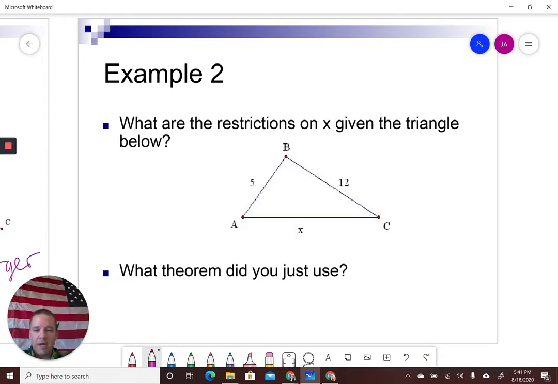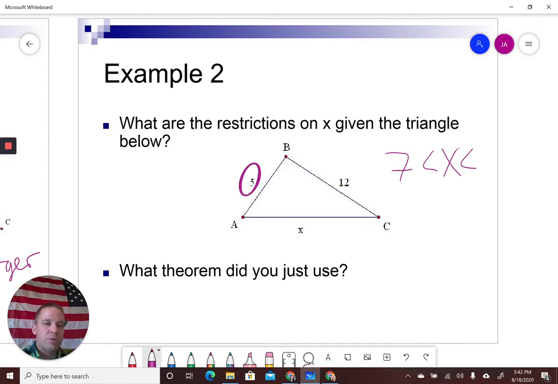I can't go crazy huge on this because otherwise that's not going to form a triangle. Well, let's see here. I said any two sides need to add to larger than the third. Let's take the small one of 5. So 5 plus what would give me 12? 7, right? So then x has to be larger than 7. And if I'm doing a compound inequality, I know I'm going to have to be larger than 7.